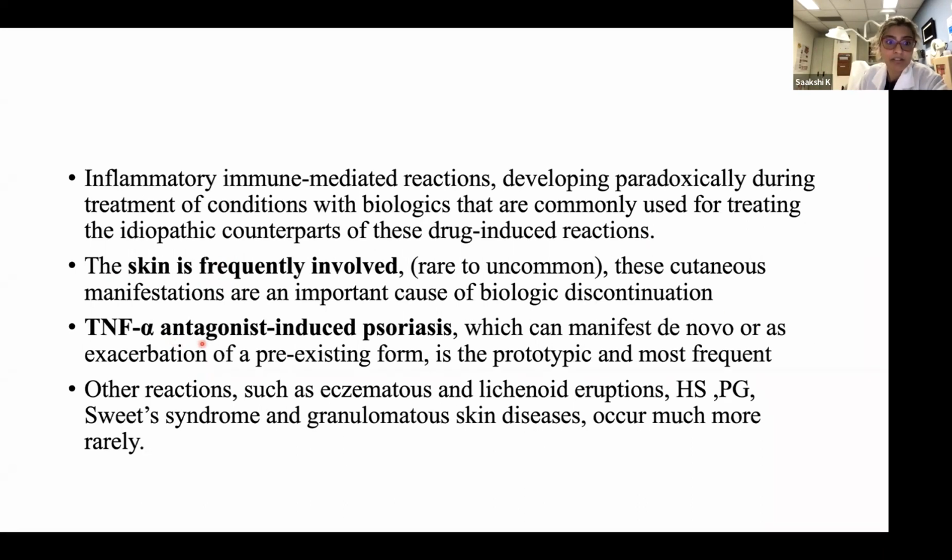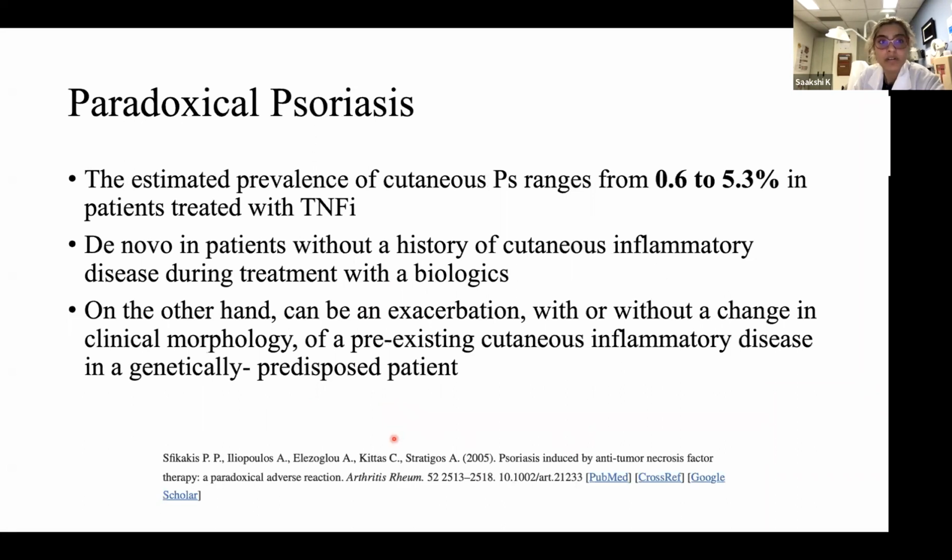Now, TNF-alpha blocker induced psoriasis is really one of the prototypical paradoxical skin reactions that is seen. There are others as well. We won't go into all of them because, like I said, this is going to take forever. So I'll focus on psoriasis and touch a little bit on eczema. The prevalence of paradoxical psoriasis is anything from 0.6 to 5.3% of patients that are treated with anti-TNF. Generally, it develops de novo in patients who do not have a history of psoriasis, and they're being treated with a biologic for something else.